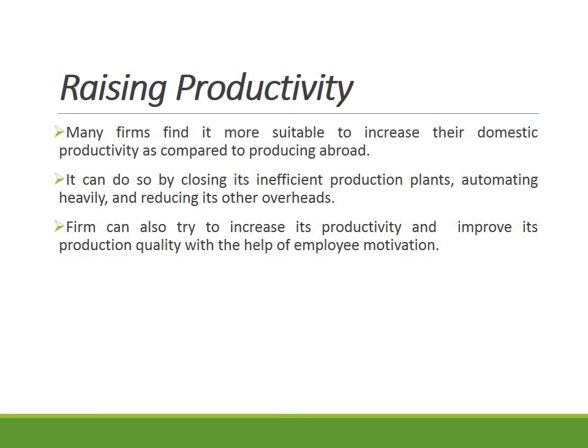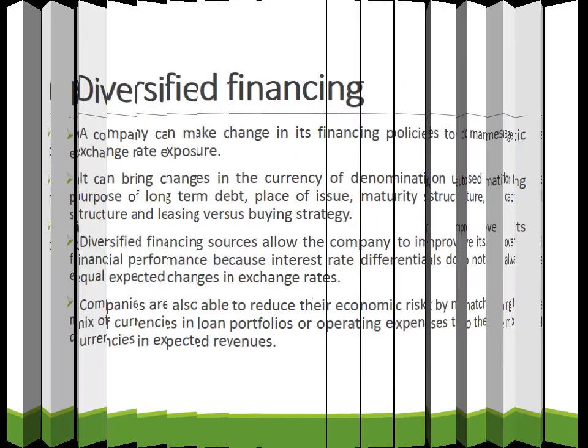Next is raising productivity. Many firms find it more suitable to increase their domestic productivity as compared to producing abroad. It can do so by closing its inefficient production plants, automating heavily, and reducing its other overheads. A firm can also try to increase its productivity and improve its production quality with the help of employee motivation.